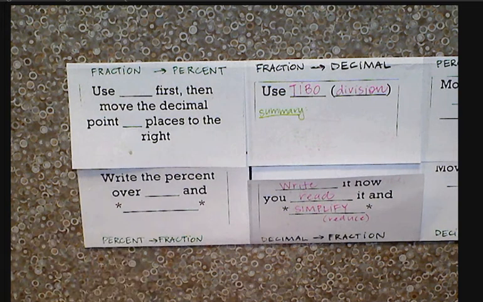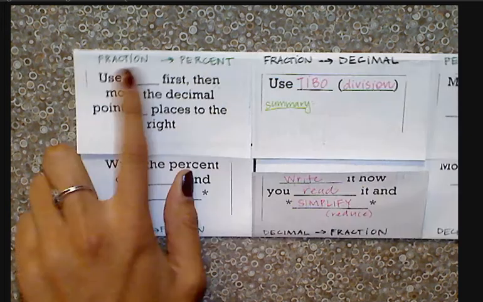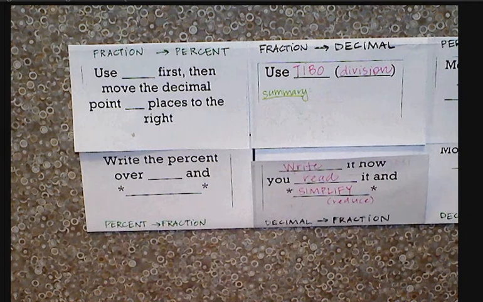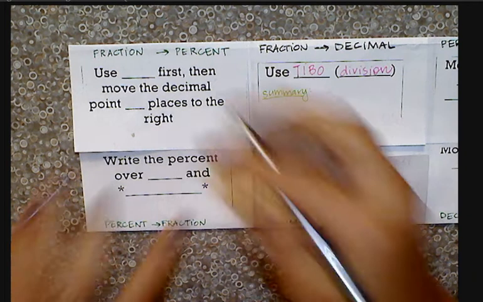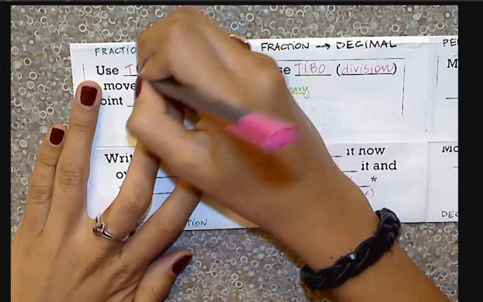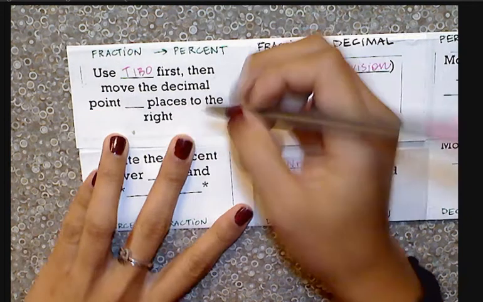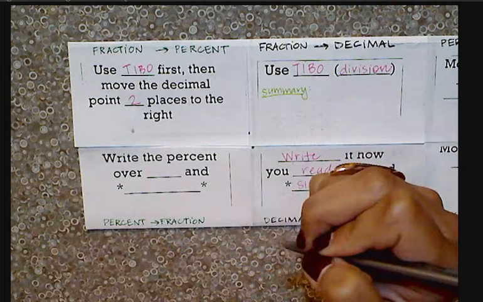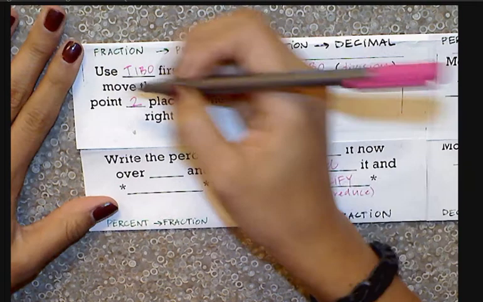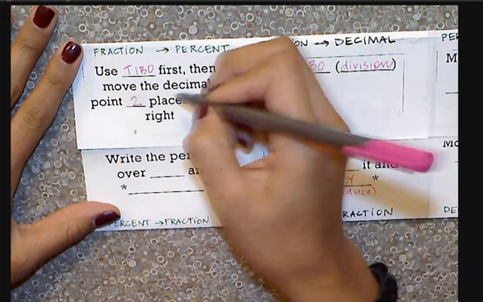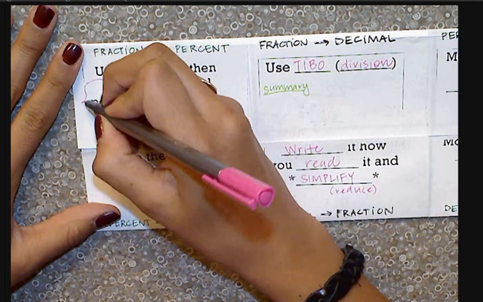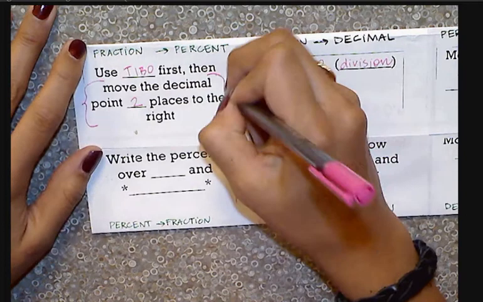All right, part 2 of your notes, fraction to percent. The rules are, use Tybo first, which we already learned, top in, bottom out. Then move the decimal point 2 places to the right. Okay? Now go ahead and put some brackets or circle, move the decimal point 2 places to the right.